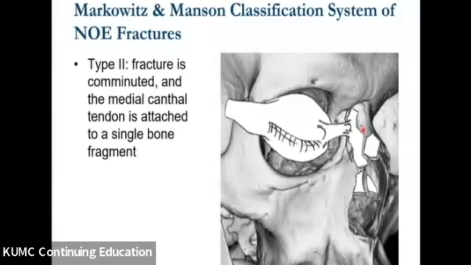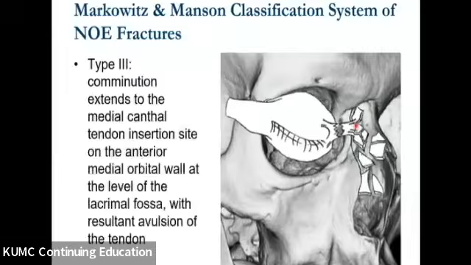Your type 2 injury is where your fracture is comminuted. So you have comminuted fractures down here, but the tendon is still attached to a dominant fracture fragment. And then lastly, type 3 is where you have comminuted fragments extending to where the tendon inserts on the medial orbital wall, which you see here. And then you also have resultant avulsion of the tendon. So this is going to be the most difficult to deal with clinically, and this needs to be surgically corrected.